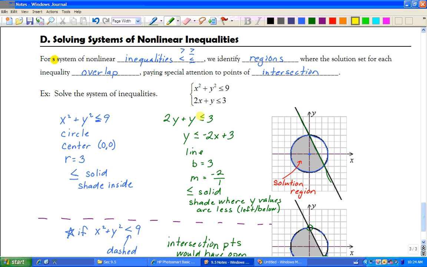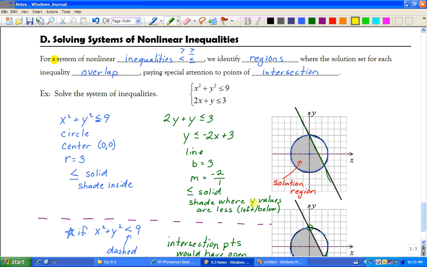Our second equation is an equation of a line, so I went ahead and solved it for y. The y-intercept is b, which is 3. Our slope is down 2 over 1. Again, this is going to be a solid line because of the equal bar, and we're going to shade where the y values are less, which is to the left and down.